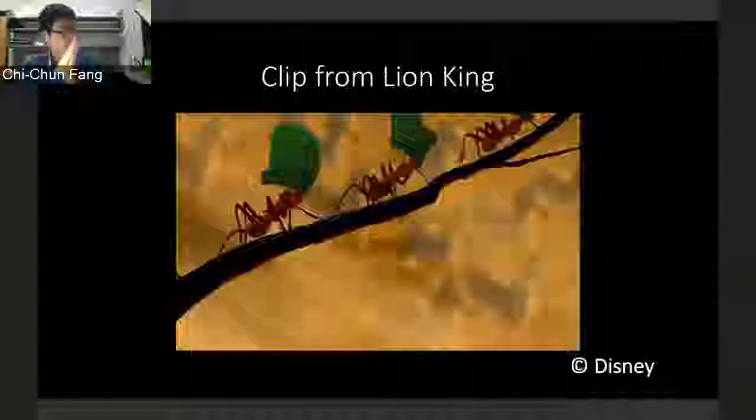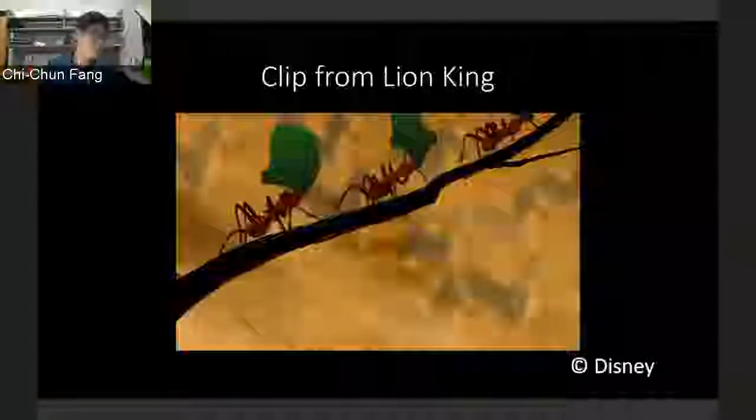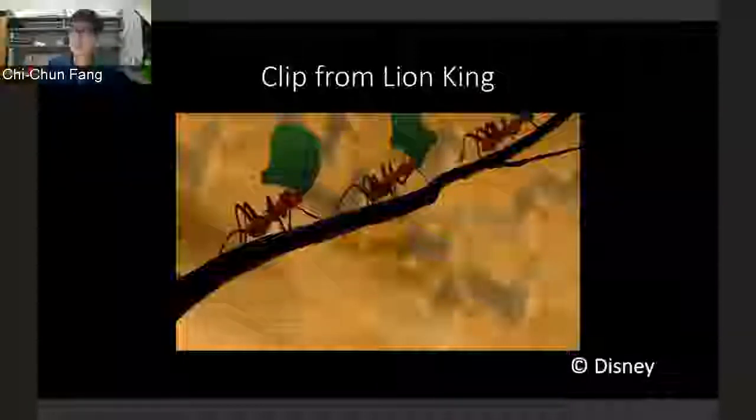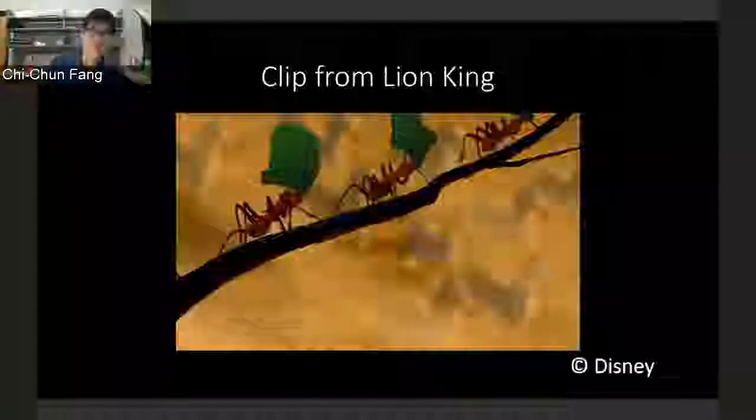Since my childhood, I bet everybody watched Lion King before, and this is one clip from that movie. That scene was fascinating. That was actually the first time I knew there are some ants who will cut the leaves and bring them back. But at that moment, I didn't know what they were doing, not even what social insects are.